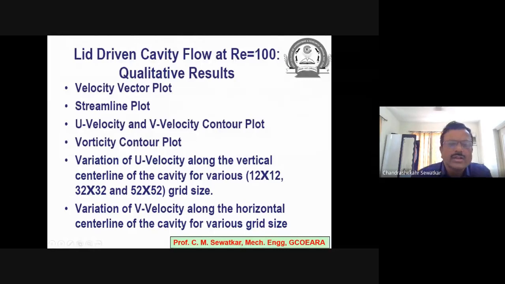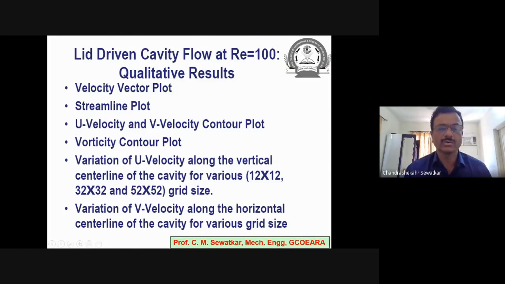So we can look at the results in different ways. First, maybe we can look at the velocity vector plot. We can look at the streamline plot. Once we find out u velocity, v velocity, pressure, and temperature, we can do a lot of analysis of the fluid flow and understand the physical behavior of the flow. We can determine some engineering parameters also. We can have a vector plot, a streamline plot, and u velocity and v velocity contour plots.